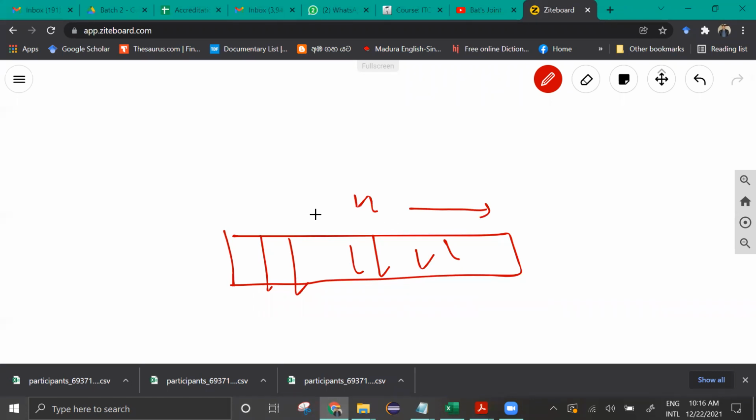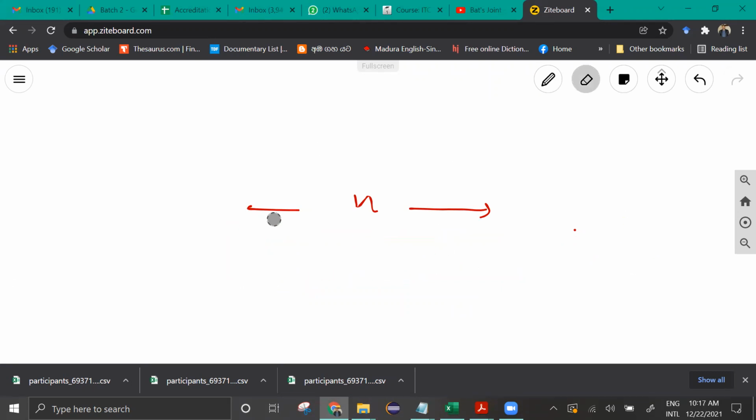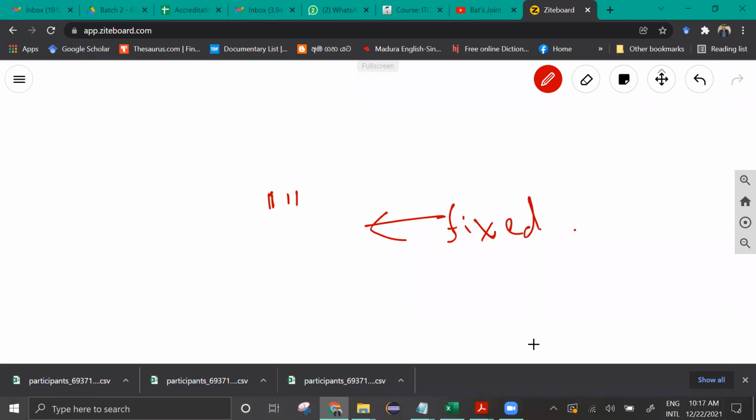The size is n. It is fixed, immutable, right? So if we create an empty string, this is fixed. We cannot add any more values, fixed. So when we append, right?